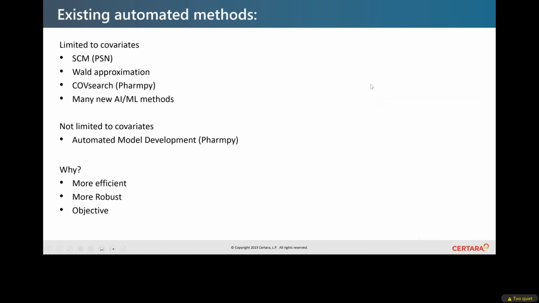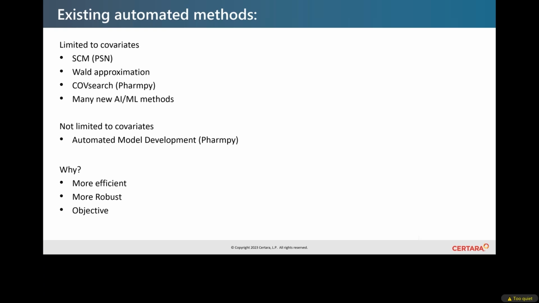We're not the first to think about how one would come up with automated methods for doing model selection. The standard one that probably most of us have used is stepwise covariate modeling in the package out of Uppsala, PSN. There's also another older program called Wald approximation by Ken Kowalski and his group. A new one, COSSAC, in Uppsala's latest package called PharmPy, and a whole selection of newer AI machine learning methods to look at just covariates, to take various post hoc estimates and sort through them, looking for candidate relationships between covariates and models.